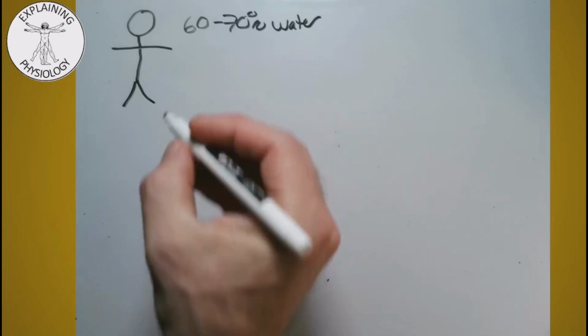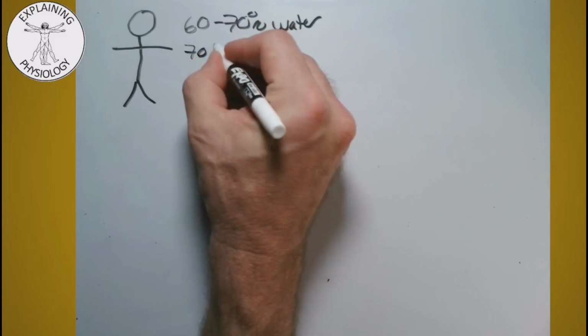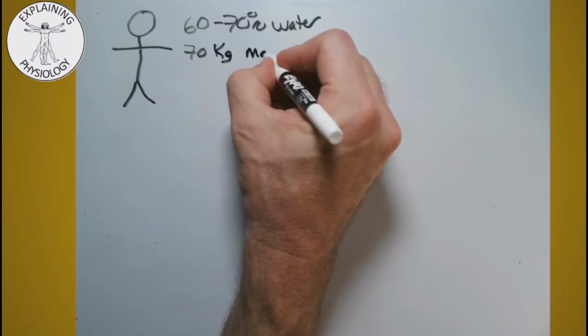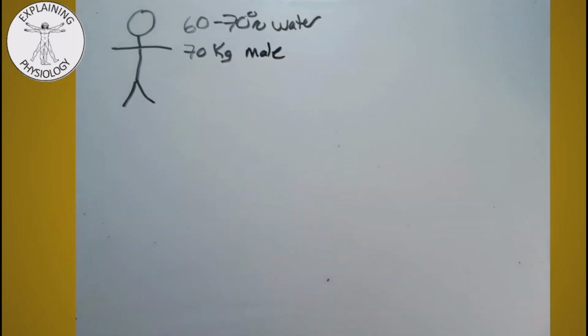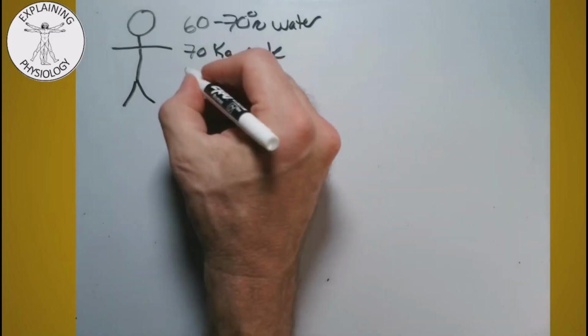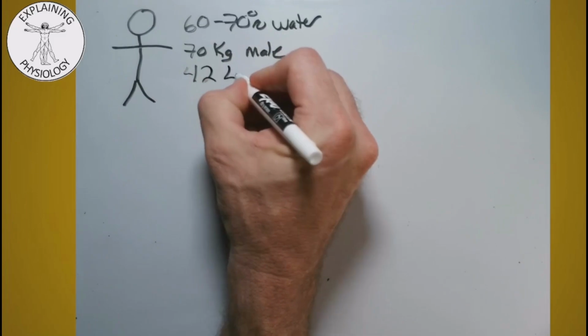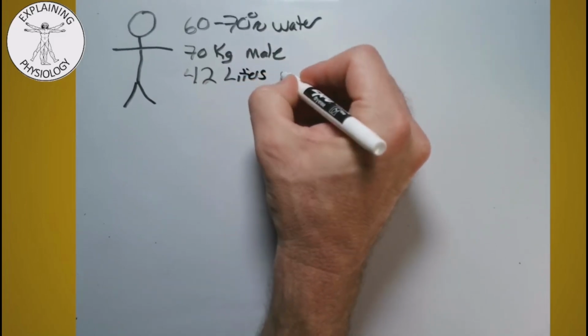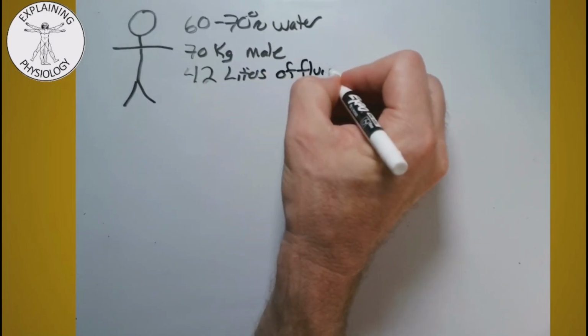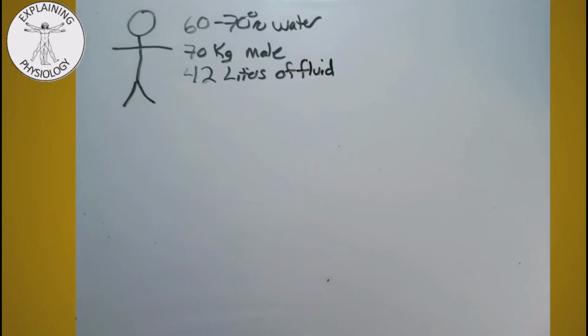And so if we're looking at a 70 kilogram male, we're going to have basically about 42 liters of fluid within the body. And again, this fluid isn't kind of sloshing back and forth because we're going to have it located within compartments. We're not a blob. We've got distinct compartments or distinct structures that are going to be present within the body.